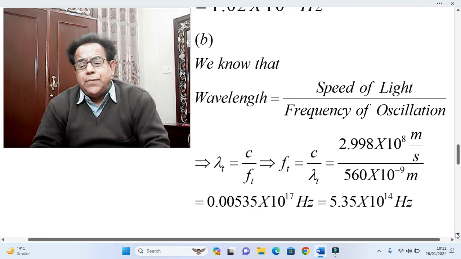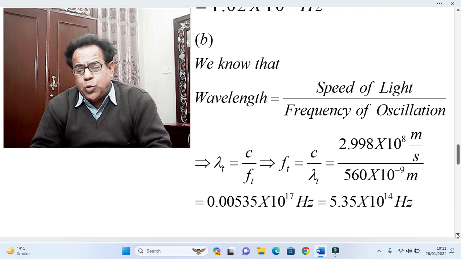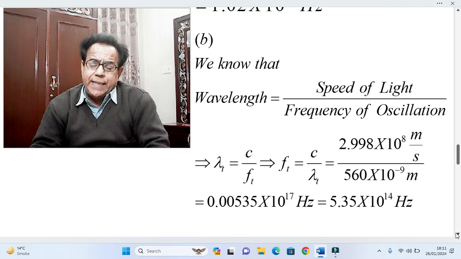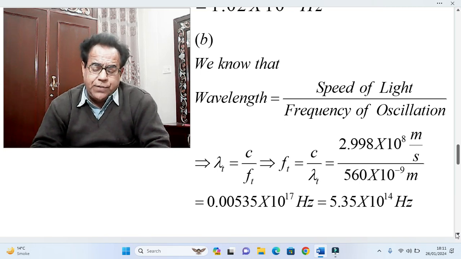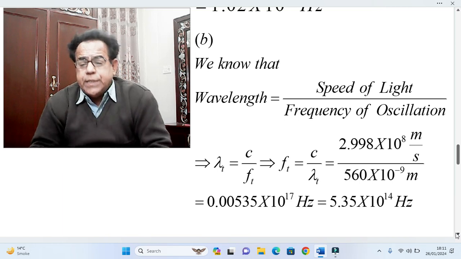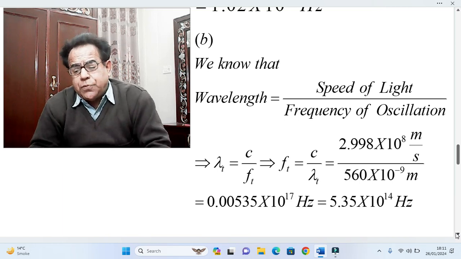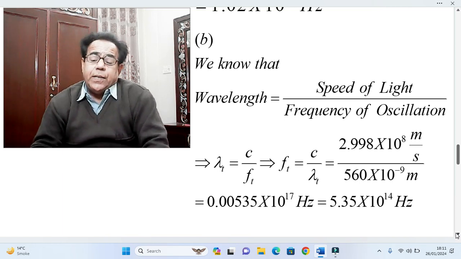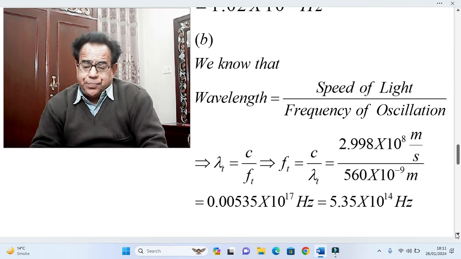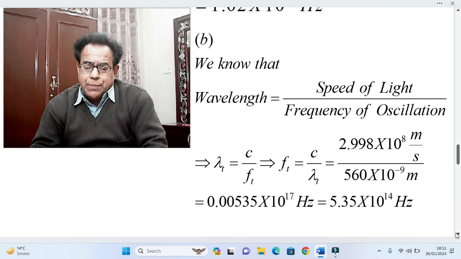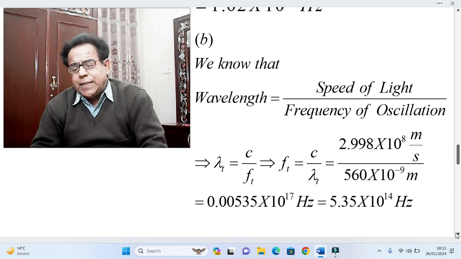We know that wavelength is equal to speed of light over frequency of oscillation. This implies that threshold wavelength λt is equal to c over threshold frequency ft. This implies that threshold frequency ft becomes equal to c over λt, the threshold wavelength. We have just interchanged both.